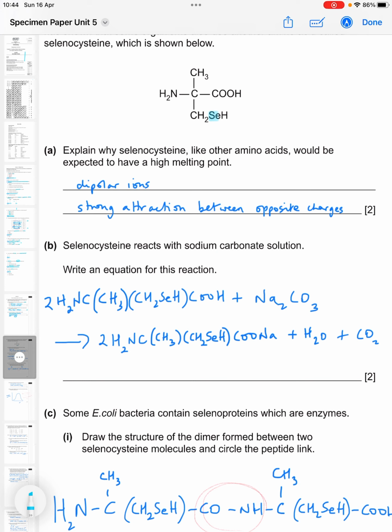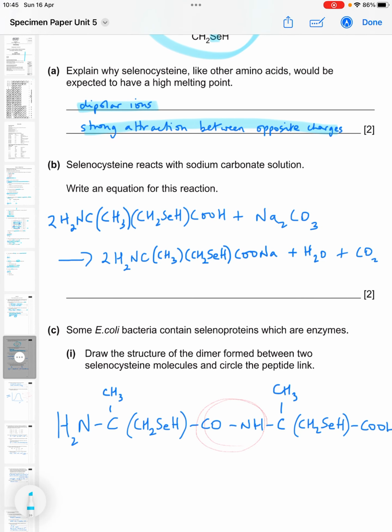Now, when you get something like this with a weird thing in it, like the selenium, just pretend it's not there when you're answering a question like this about the amino acids. So what it's asking really is, why do amino acids have high melting points? And the reason is because they're dipolar ions, and then there's a strong attraction between the opposite charges. Okay.